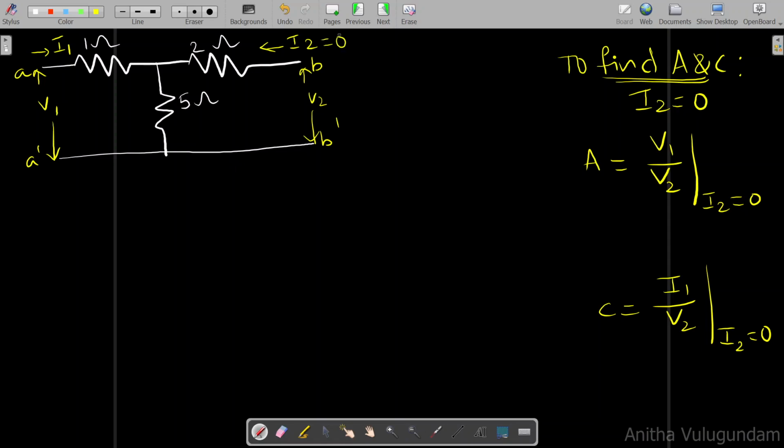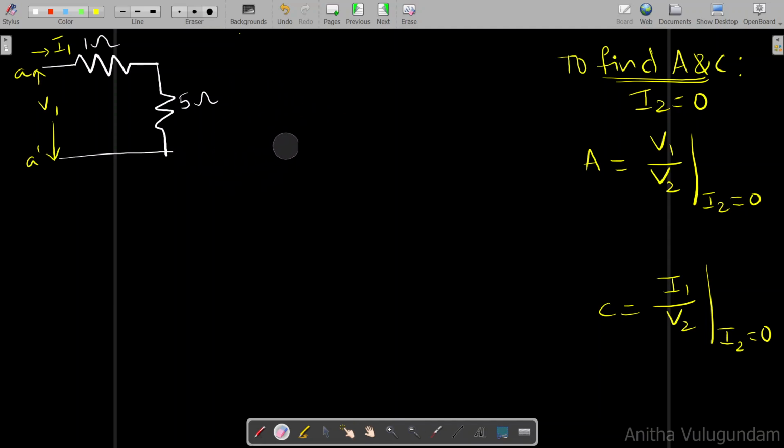When I2 equal to 0, this becomes open circuited, right? So no current flows in this loop. So we can ignore this 2 ohm resistor. I'll remove it. When I2 equal to 0, the circuit becomes like this. And here the voltage is nothing but V2.